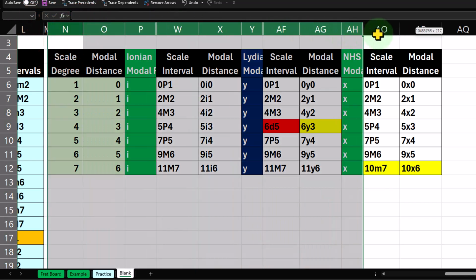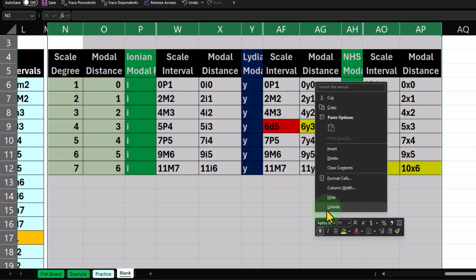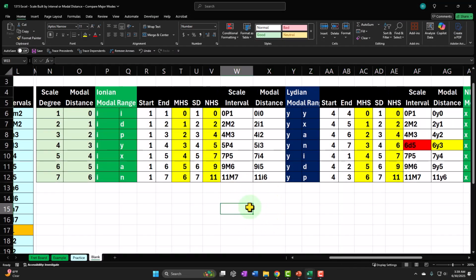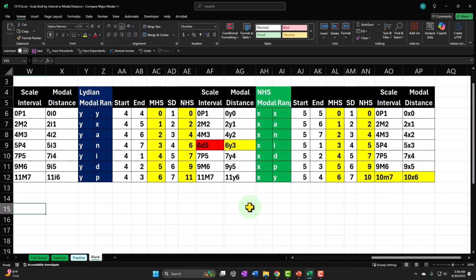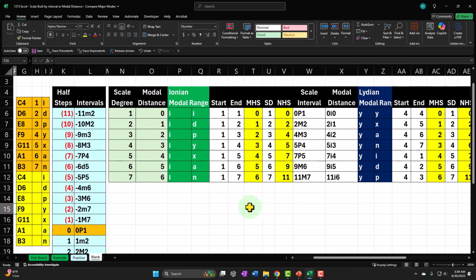So let's select this whole thing again and right-click and unhide. And so this is what we have thus far. We're going to continue on with this table for the minor modes next time, and then we'll reorganize it so it's in order. So we'll do that next time.